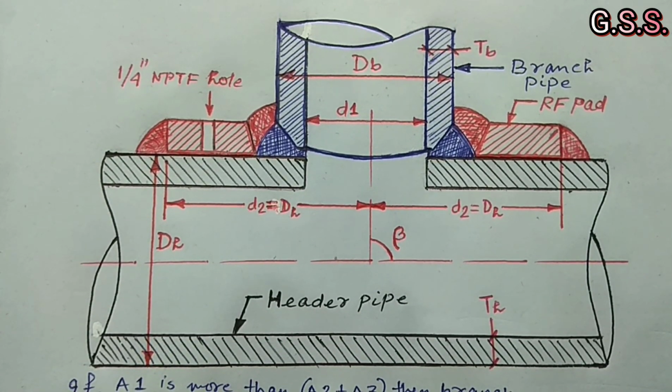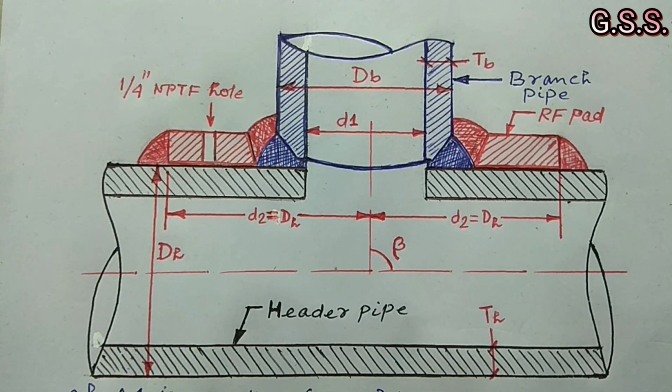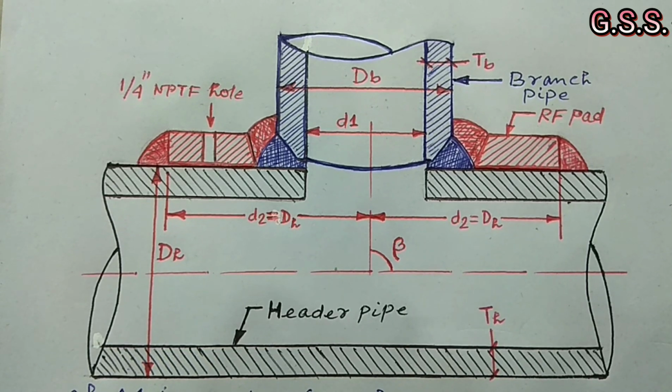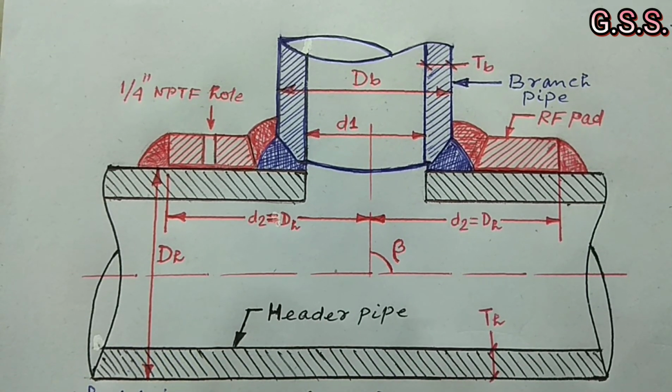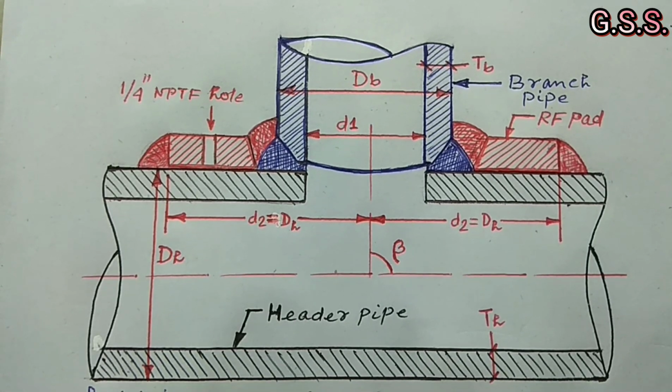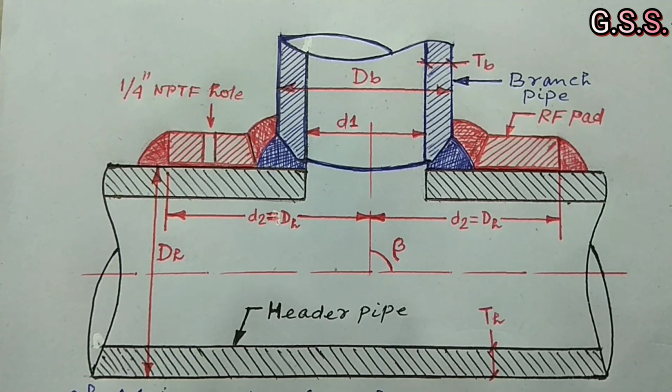First, we have to check the requirement of RF pad from internal pressure, then from the stress point of view. It may happen that from internal pressure, RF pad is not required, but from the pipe stress point of view, RF pad is required.